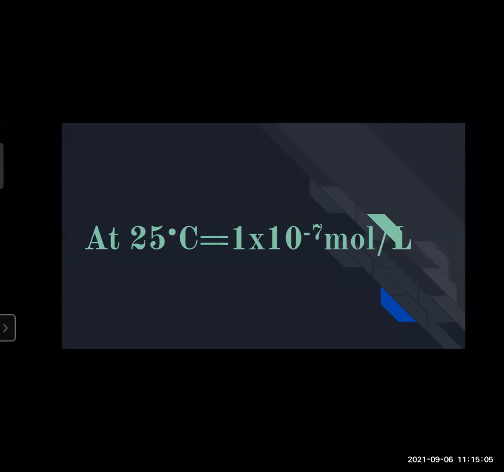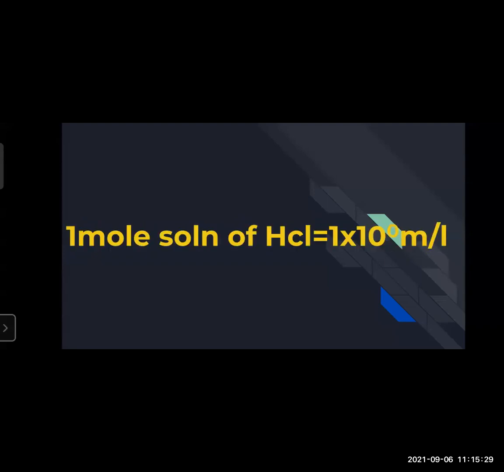When water is dissociated at 25 degrees Celsius, the concentration is 1 into 10 to the power of minus 7 moles per liter. That means when 1 liter of water dissociates, the concentration of H plus ions is 1 into 10 to the power of minus 7. And if you take, at the same temperature, the concentration of H plus ion in 1 ml HCl.